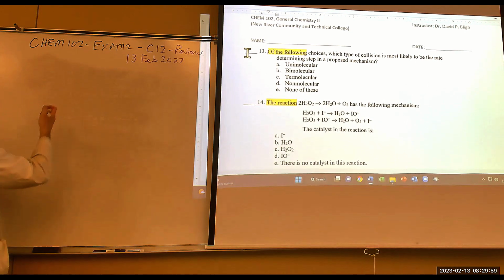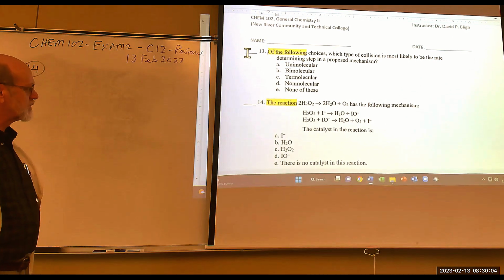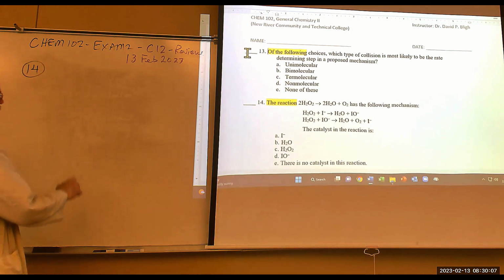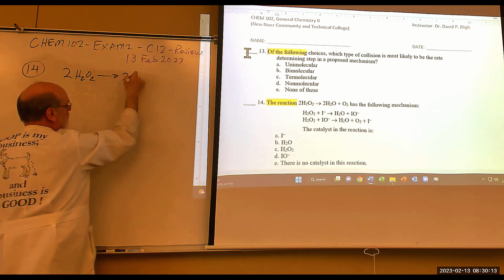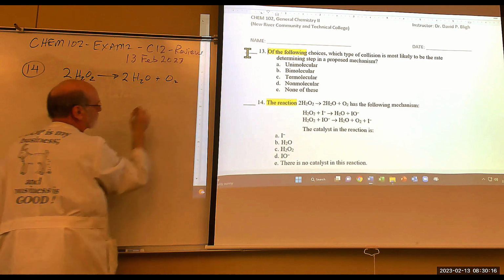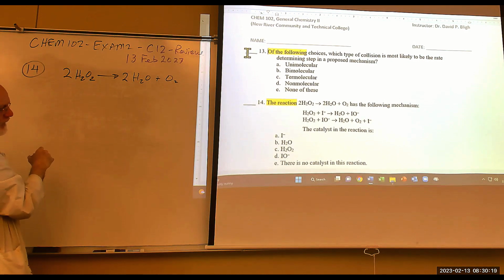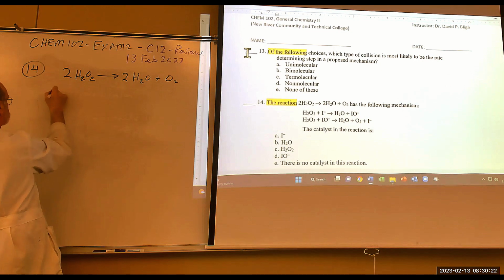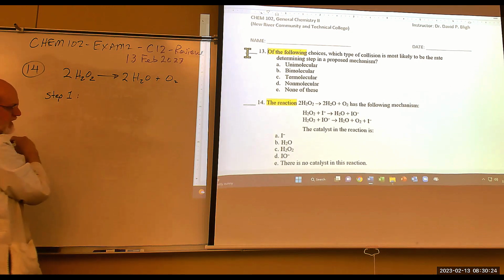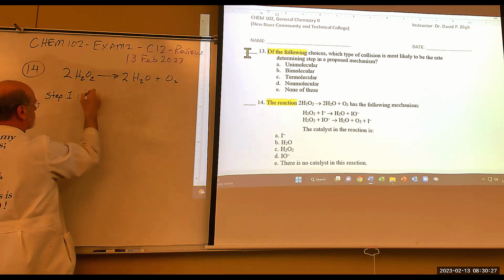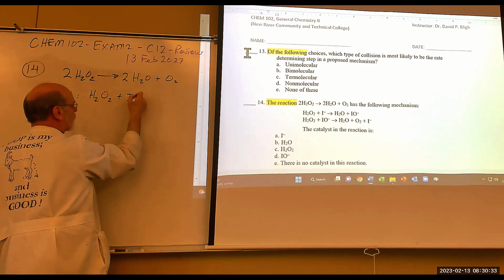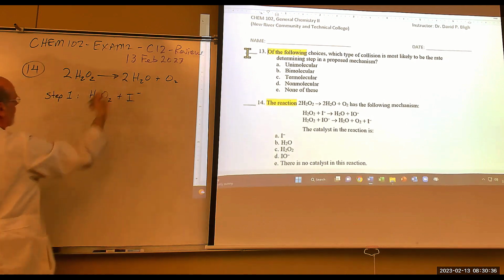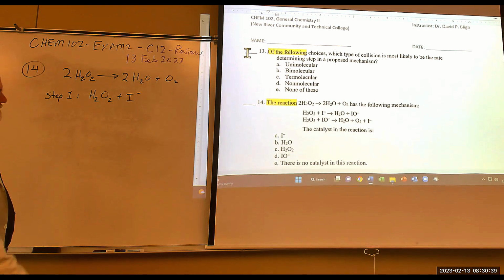How about 14? Let's see here. Okay, we're decomposing hydrogen peroxide. I better write the overall reaction here too. 2 waters plus an oxygen. And then the following mechanism says step 1. I should have told you which step is which. We're going to take one of these and it's going to combine with iodine. There's no iodine up there.